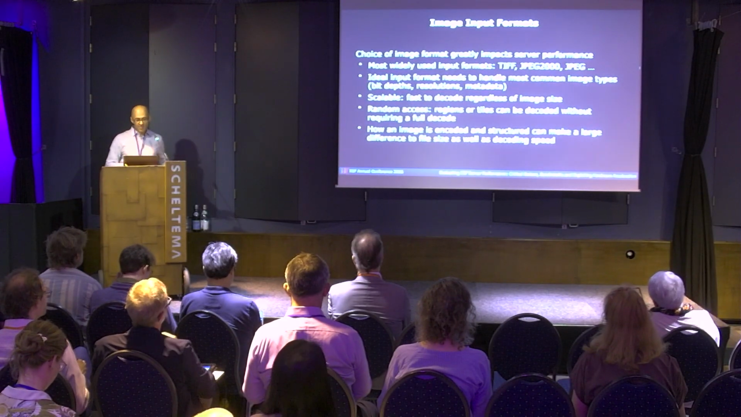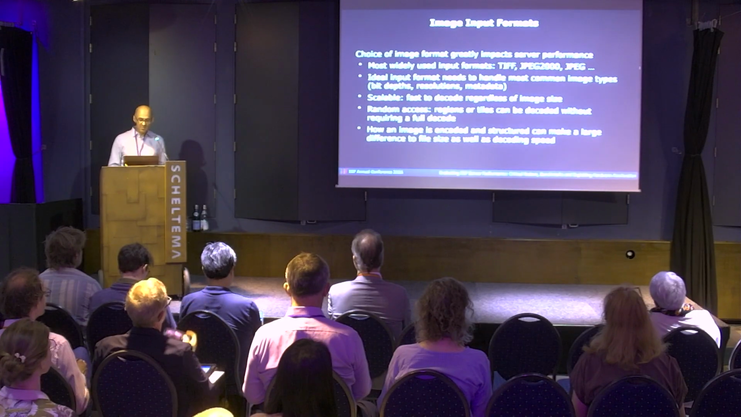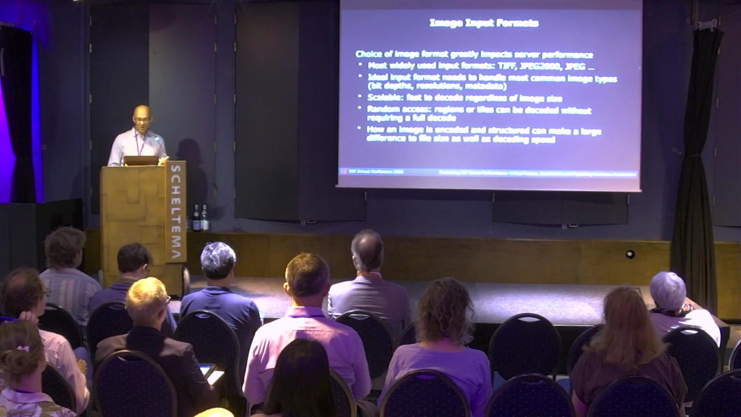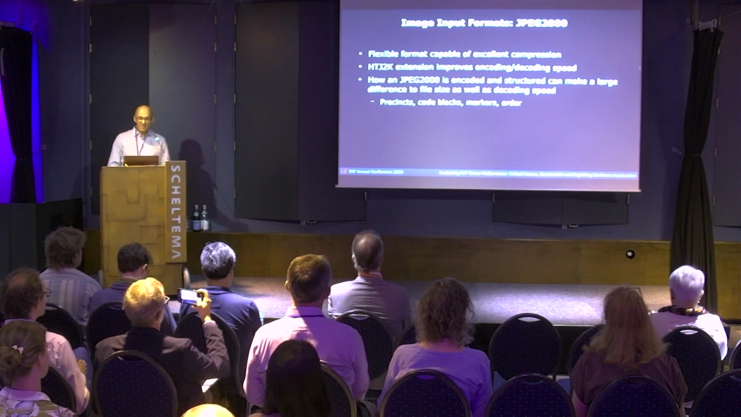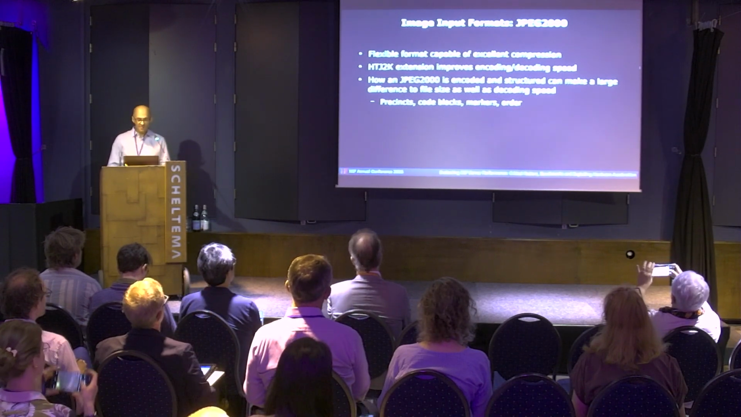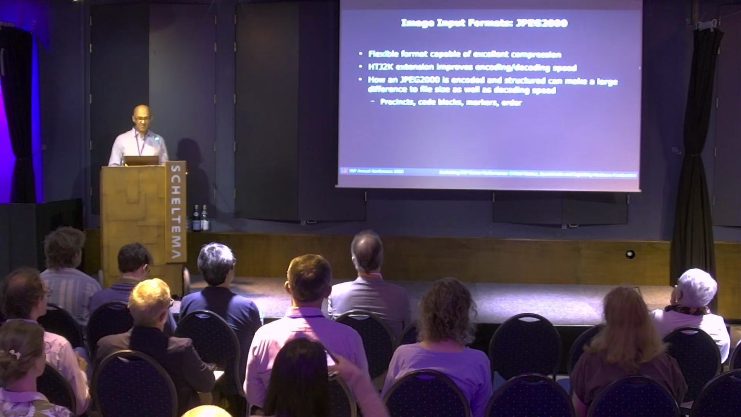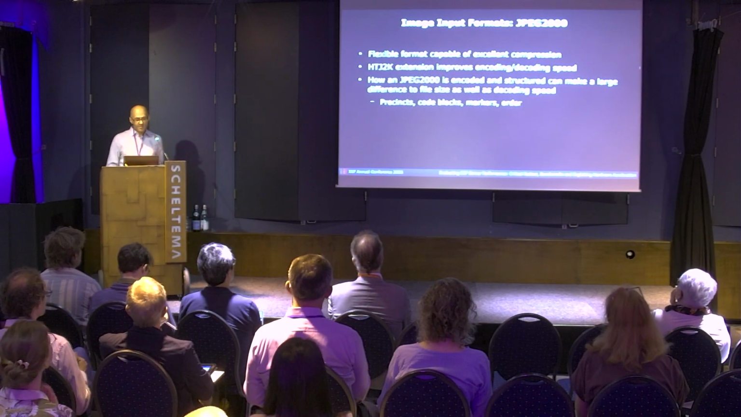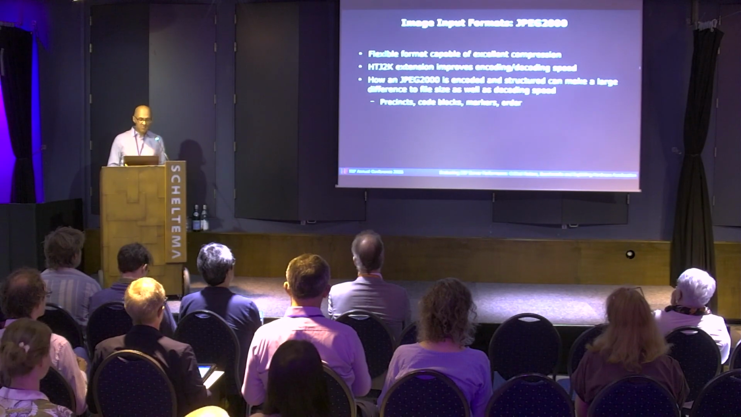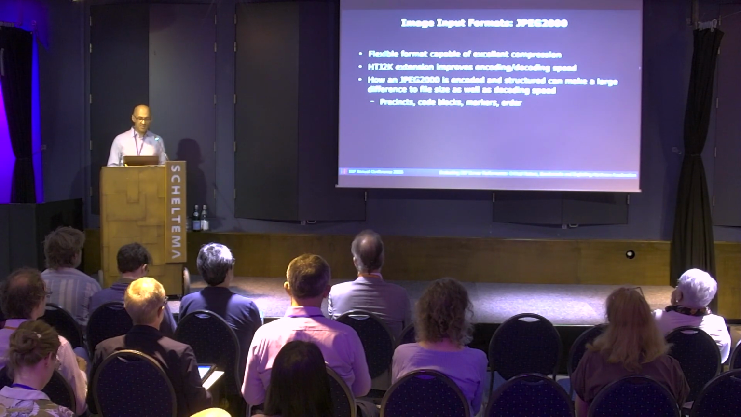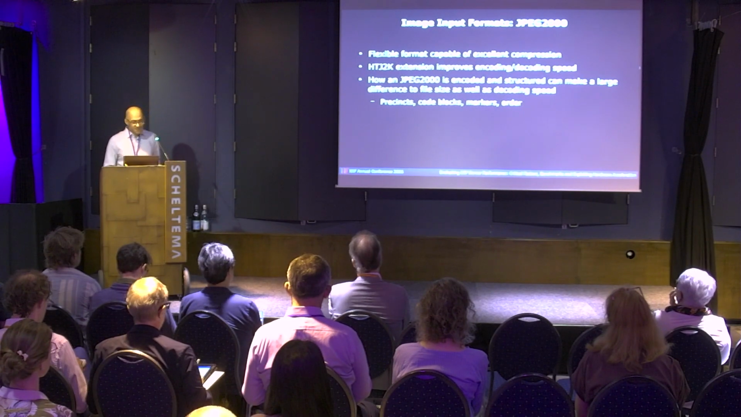But beyond your choice of format, how you encode and structure the image can actually make quite a big difference on the decoding side. So let's take a first look at JPEG 2000, which is a widely used format in the IIIF community. It's a flexible format, has excellent compression. There was a recent extension called HTJ2K, and how you encode your JPEG 2000 and how you structure it can make a big difference. JPEG 2000 has features such as precincts, code blocks, markers.